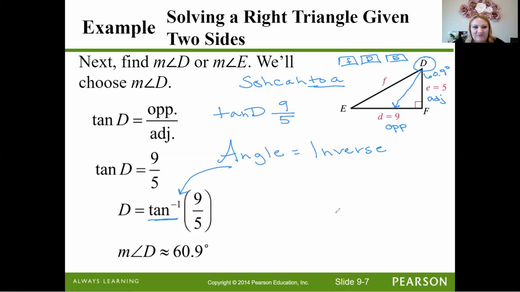Thank you for letting me review the inverse properties of trig, and for letting me review with you how to solve right triangles given two sides.